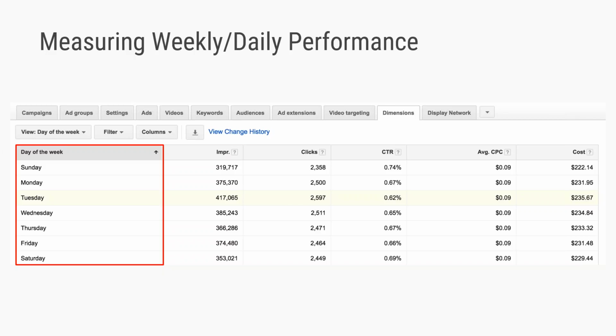Just taking this example here, we see that Sunday has the highest click-through rate. Sunday also gets a decent amount of traffic among all the other days. So in that case, I would consider Sunday as an important business day for me, and I would have a separate plan for this day versus the other days of my week.